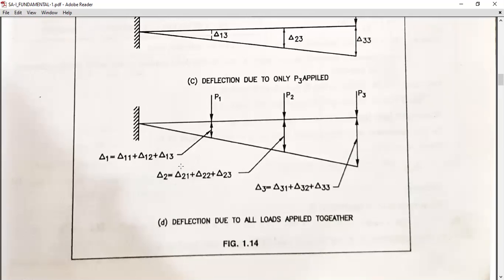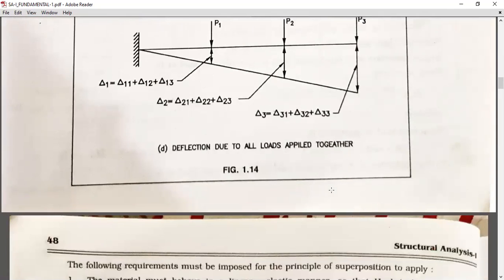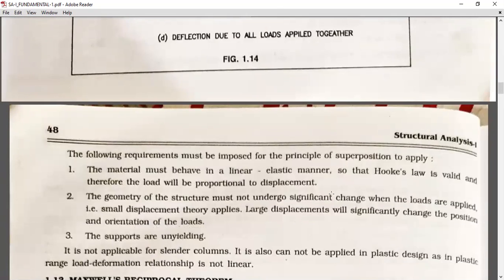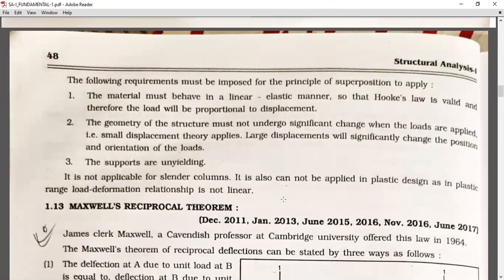Similarly, delta 2 is equal to delta 21 plus delta 22 plus delta 23. એ જ રીતે જ્યારે ડેલ્ટા P3 પોઈન્ટ ઉપર લાગવામાં આવે તો delta 3 is equal to delta 31 plus delta 32 plus delta 33. બરાબર. તો આ રીતે ફોર્સ લાગવામાં આવે છે અને આ રીતે એનું સમેશન કરવામાં આવે છે કે જે આપણો સુપરપોઝિશનનો થિયરમ છે એ આ રીતે બિહેવ કરી રહી છે.